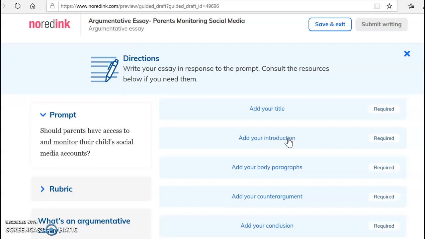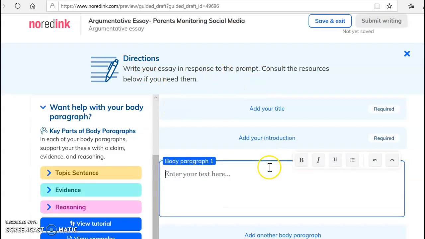for the introduction screencast. Now, if you've already written your introduction, today you're going to write a body paragraph. Now, you can write more than one if you want to, but basically, I just want you to write one today and do a really good job of writing that one. So here's what you're going to do. You're going to click on where it says add your body paragraphs.